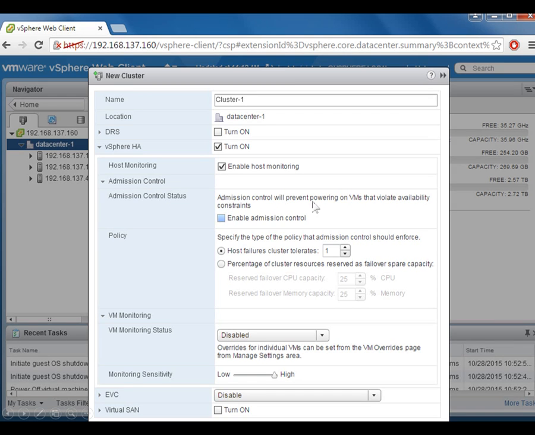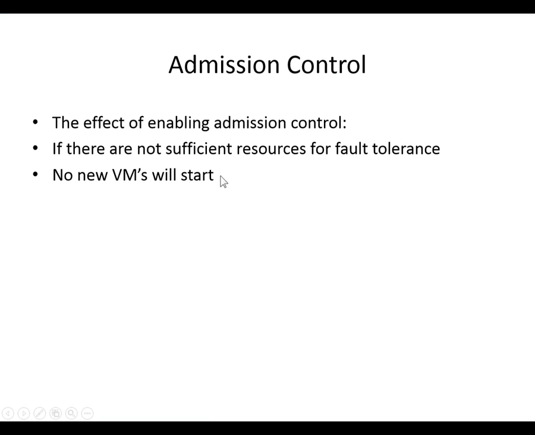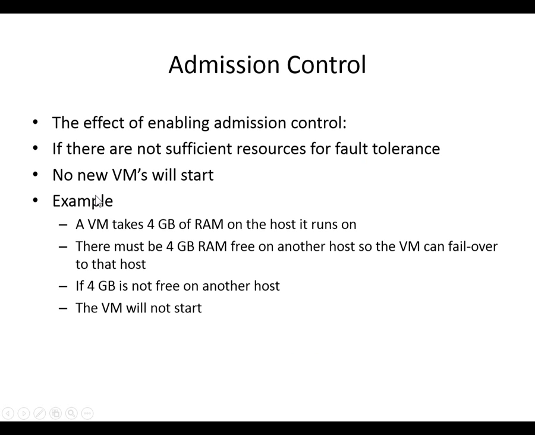Admission control will prevent powering on virtual machines that violate availability constraints. If we enable admission control, then if there are not sufficient resources for fault tolerance, then no new virtual machines will start. And here's the example. We have a virtual machine which takes 4 gig of RAM on one ESXi host. There must be 4 gig of RAM free on another ESXi host so that virtual machine can fail over in the event that the first ESXi host crashes.